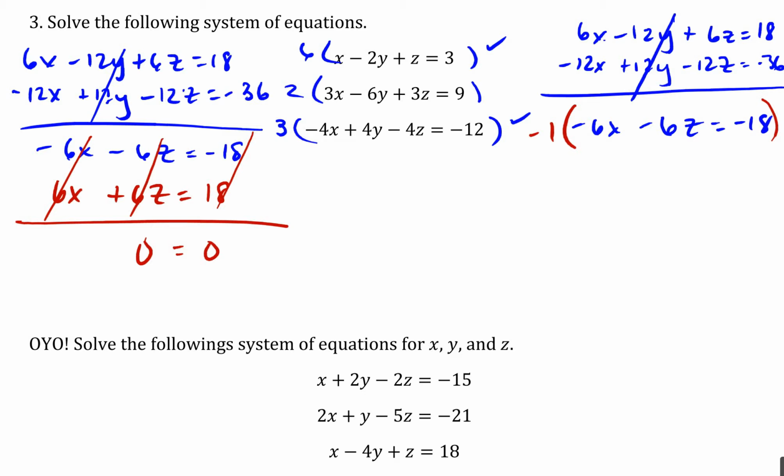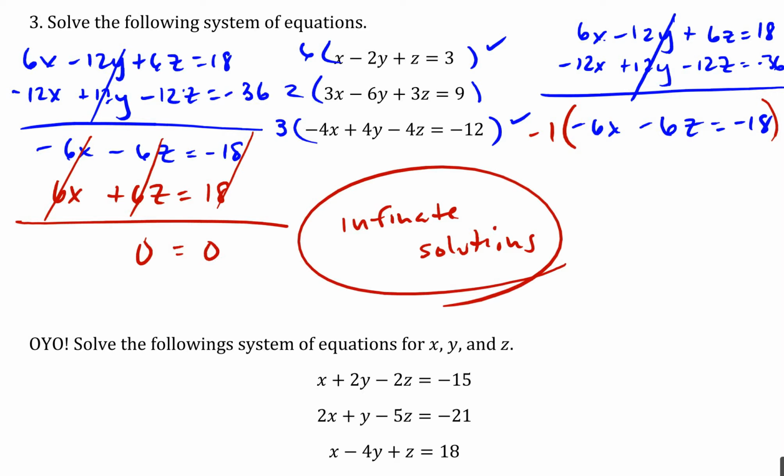Well, that is a true statement, so that means there is an infinite amount of solutions. I don't even have to solve past there because there's literally nothing to solve for. Essentially what that's telling us is all three of those equations are actually the same line.